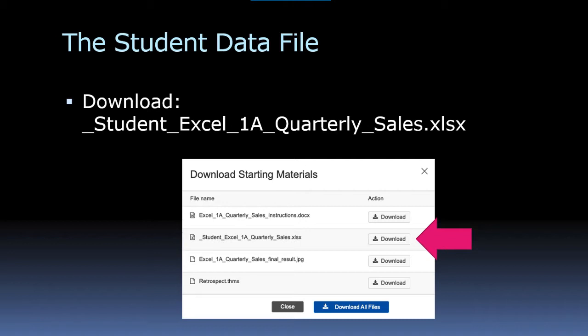The first item is instructions, which is really blank. All the instructions are in the textbook. The third item is just a picture of what your result will finally look like. The fourth item there, in retrospect, that's just a theme, which you already have on your copy of Excel. The second item, though, is the one you want. That's the starting point. That's the spreadsheet that you're going to start with.